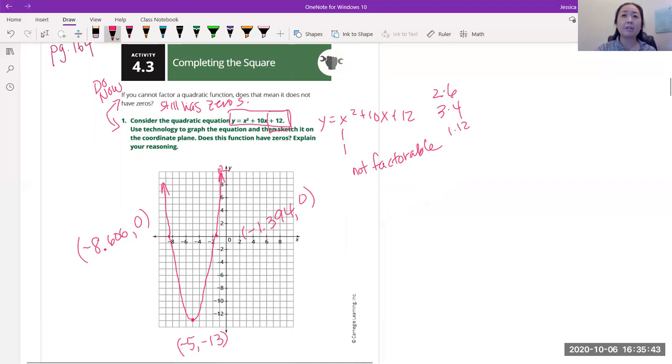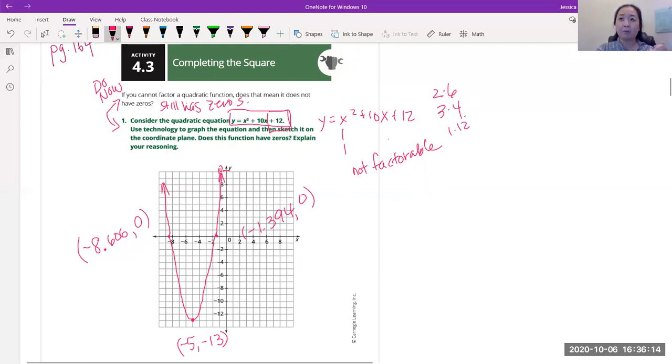Before we graphed it, what we tried initially was to see if we could factor it. We know this is 1, 1 because the coefficient here is 1. Then we ask ourselves, what two numbers multiply to 12 but add up to 10? The first numbers we thought about were 2 and 6. When we multiply, it's 12, but when we add or subtract, we get either 8 or 4. So that's not 10.